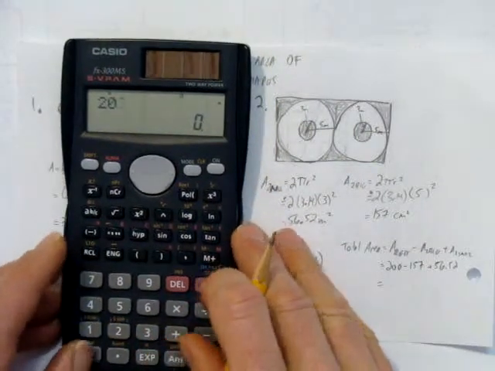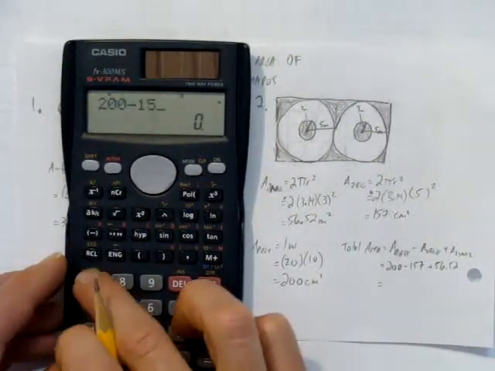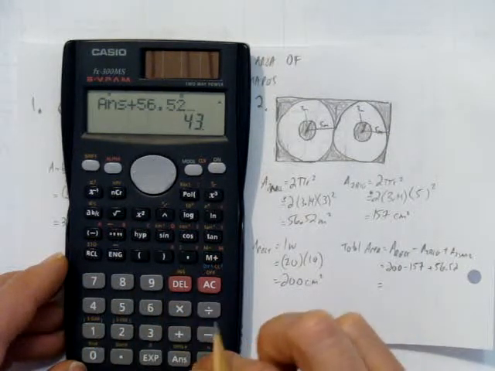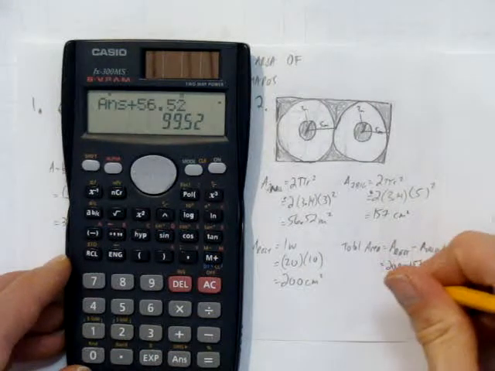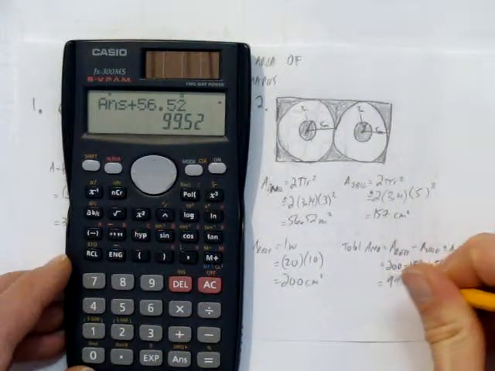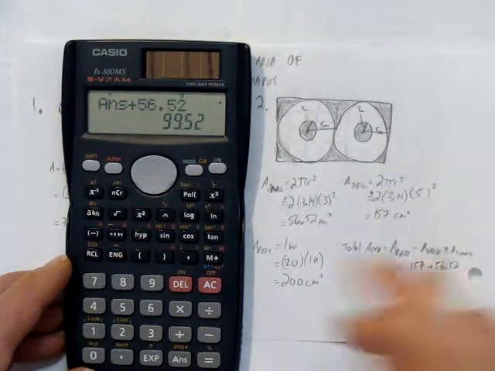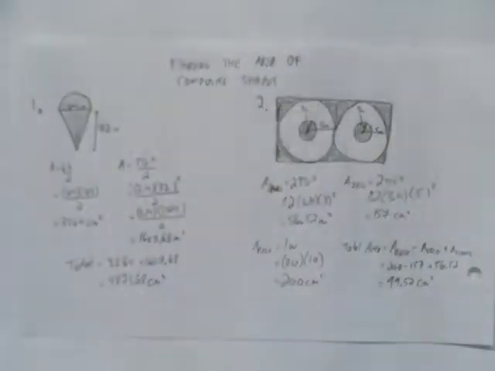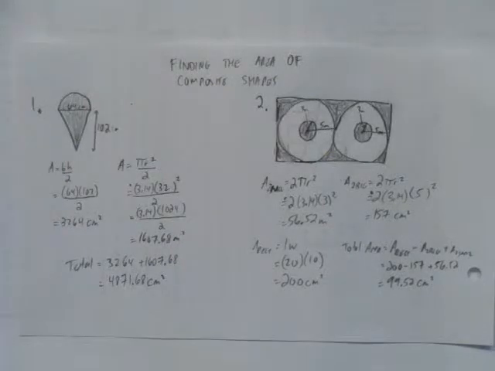And what do we get? 200 minus 157 plus 56.52, 99.52 centimeters squared. If this were a word problem, we'd finish with a word answer, but it's not, just a couple of shapes, both of which we've calculated the area of.